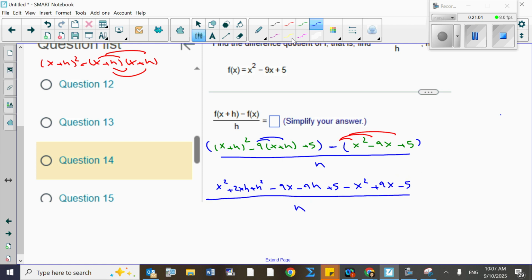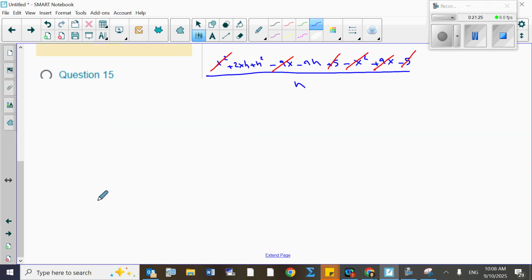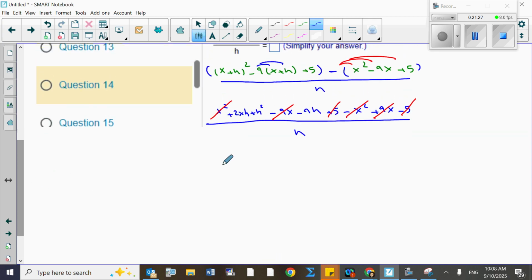Now let's see if there's anything that we can cancel out. This x squared and this one will cancel. There's a negative 9x and positive 9x here. 5 and negative 5 cancel. And what do we have left here? We have 2xh plus h squared plus 5h over h.